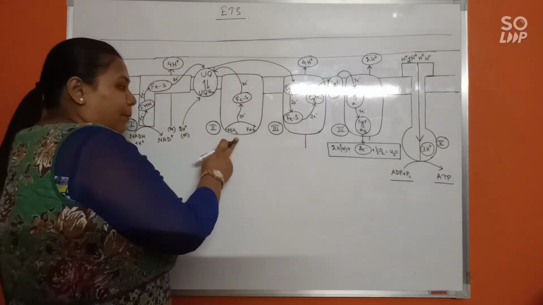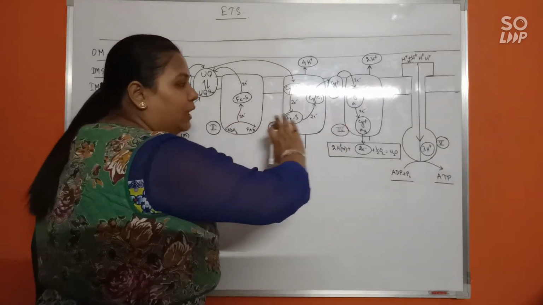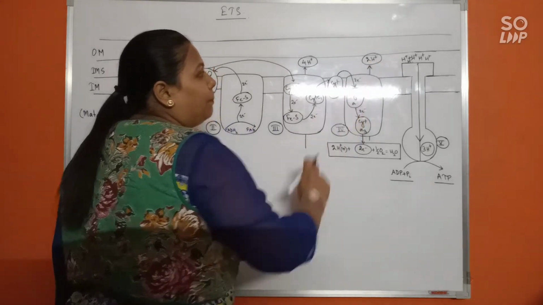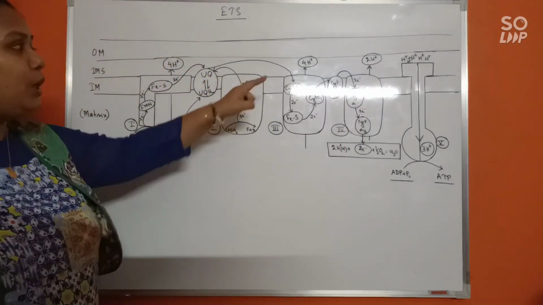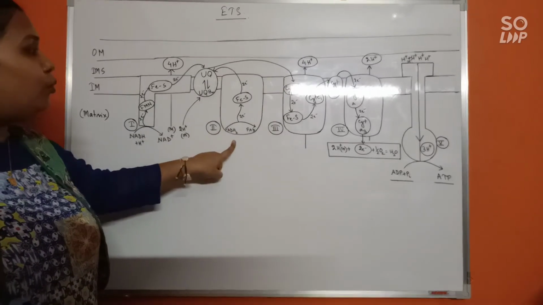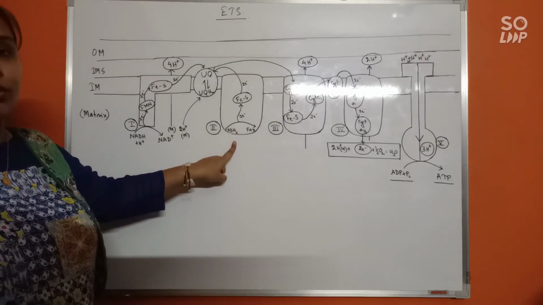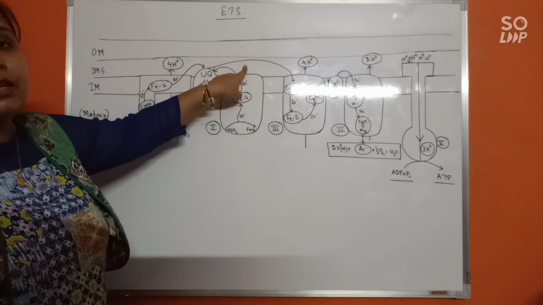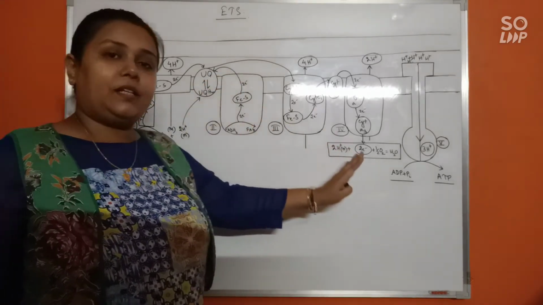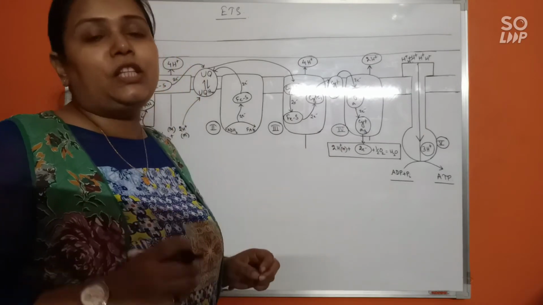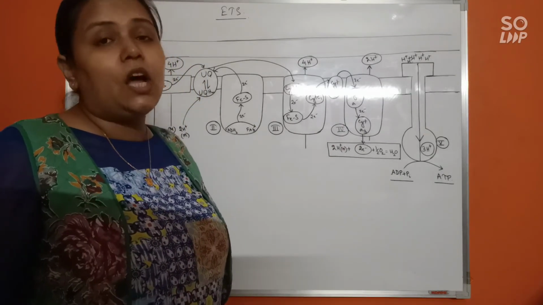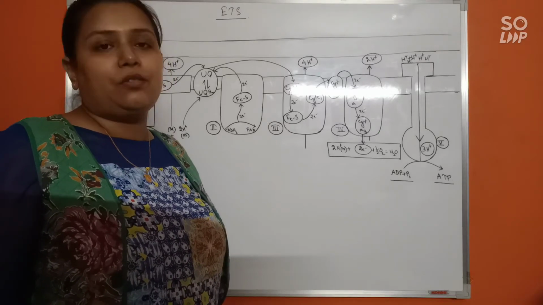The only exception in the ETC: when electrons pass through the complexes, protons will be channelized to the intermembrane space, except for complex 2. Complex 2 will not pass any protons from the matrix to the intermembrane space. Only this one is the exception. The rest of the complexes will channelize protons from the matrix to the intermembrane space when high energy electrons pass through them.